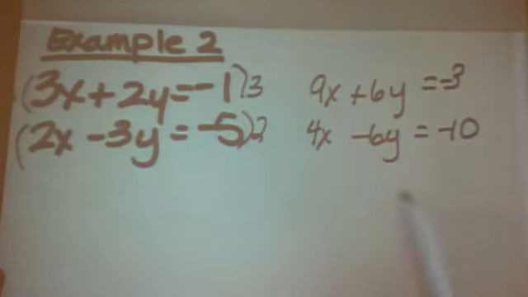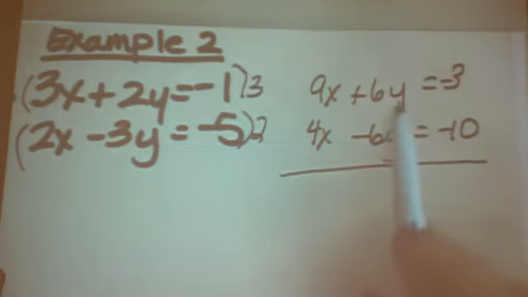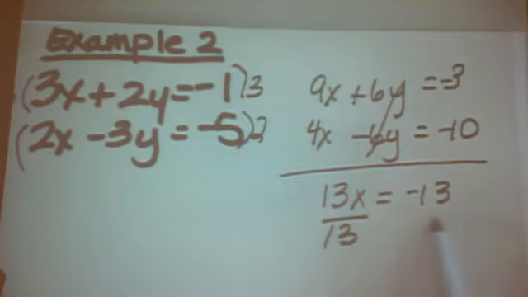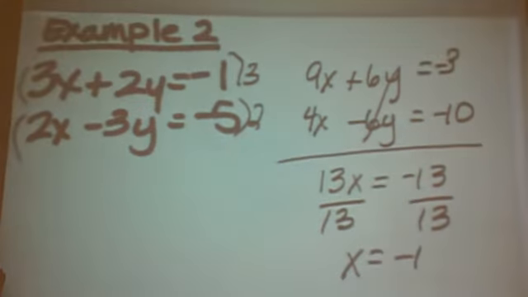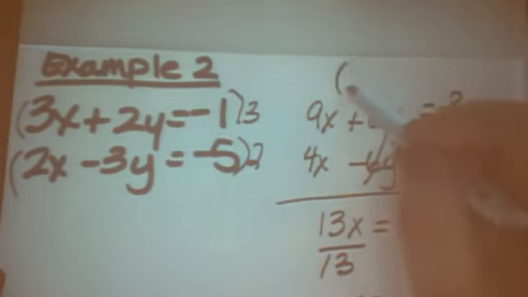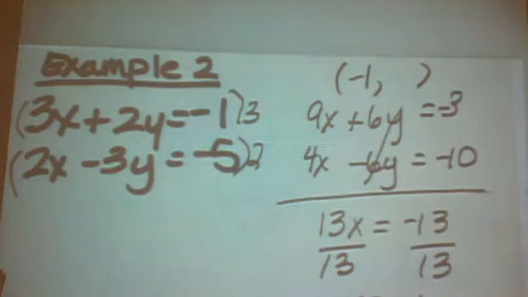So now when I add these equations together, the x's will cancel. I have 13x equals -13. So go ahead and solve for x. X equals -1. So there's the first part of our answer. I'll go ahead and put it up here at the top. So -1, and we need to find the y.